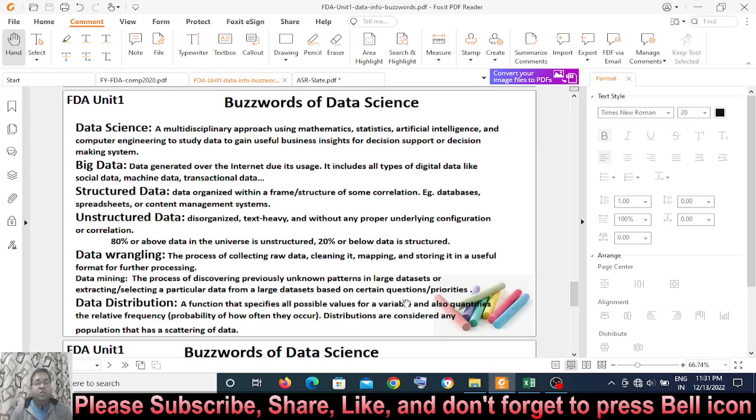Now what is data distribution? It is a function, a probability density function. Data distribution is just a function that specifies all the possible values for a variable and also quantifies the relative frequency, the probability of how often they occur. Distributions are considered for any population that has a scattering of the data. So suppose you have data on money and the distribution of data is there, then you have to go through the data distribution.